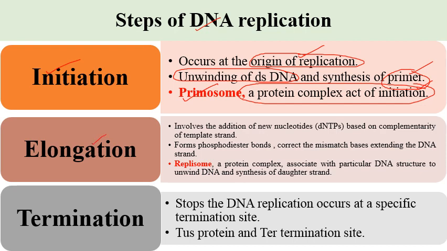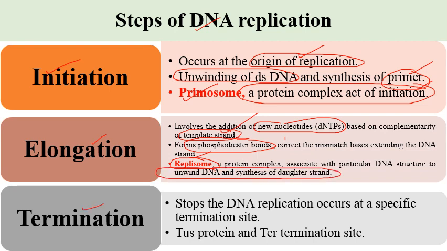Second step is elongation. It involves addition of new nucleotides, that is deoxyribose nucleotides, based on complementarity of the template strand. So on the basis of the parental strand of DNA, new nucleotides are added complementary to it, which forms phosphodiester bonds, correcting the mismatch bases and extending the DNA strand. Phosphodiester bonds are added between 2 nucleotides. Then there is the formation of replisome. It is a protein complex associated with a particular DNA structure to unwind DNA and synthesize the daughter strand.